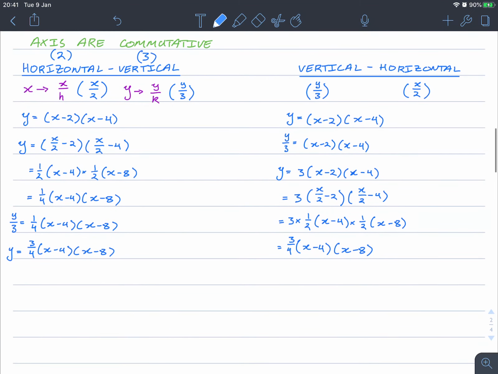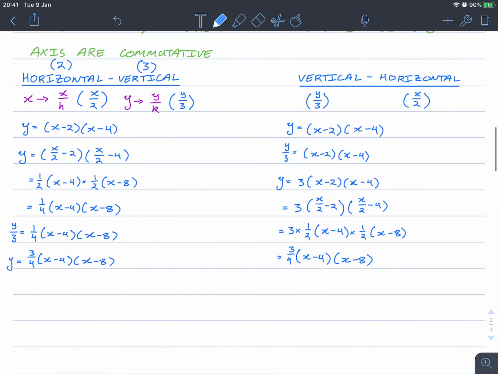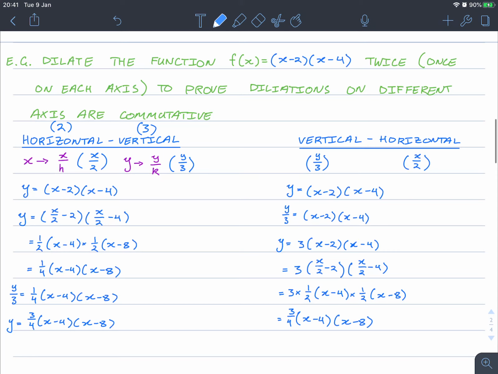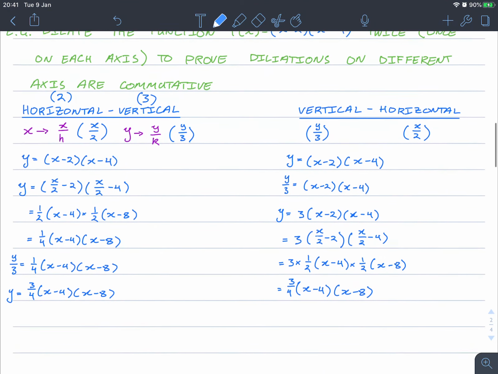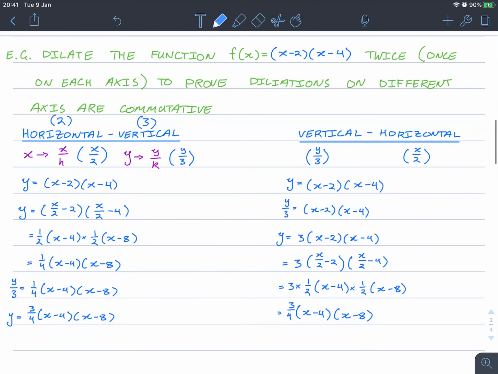As you can see, they give us the same result, which proves that dilations on different axes are commutative. You can try this with any other function and any other dilation values, and you'll find that they are also commutative, so long as, once again, the dilations are on different axes. So one horizontal, then vertical, or one vertical and then horizontal.